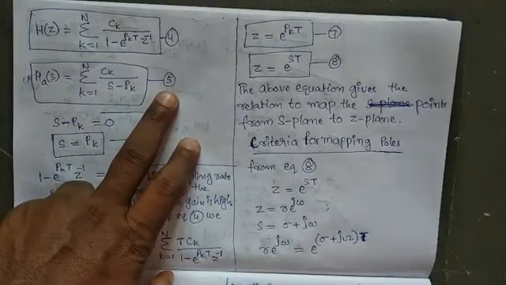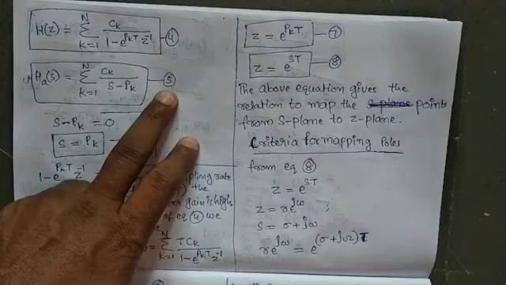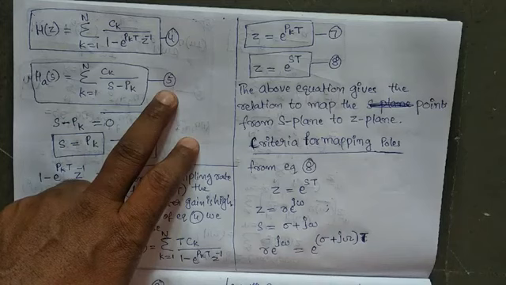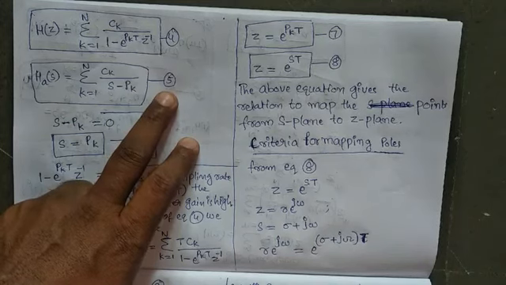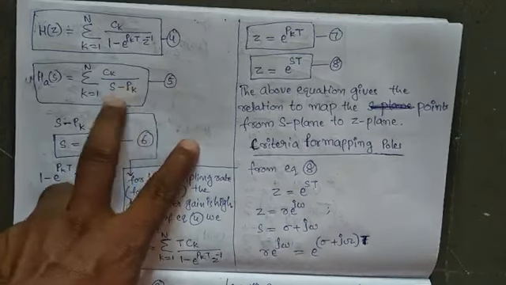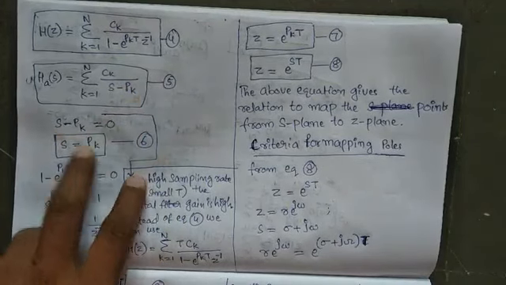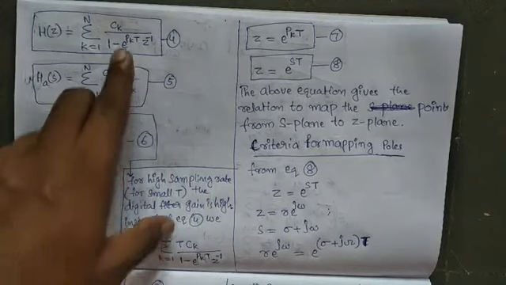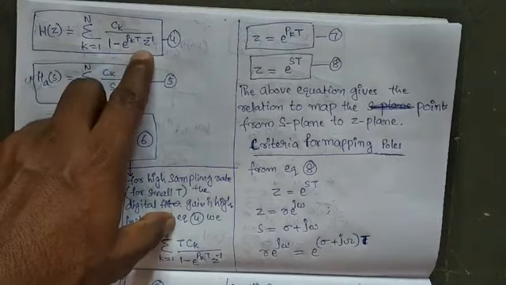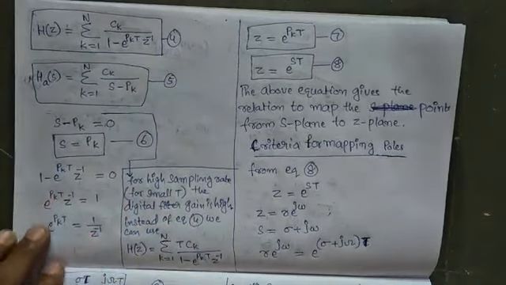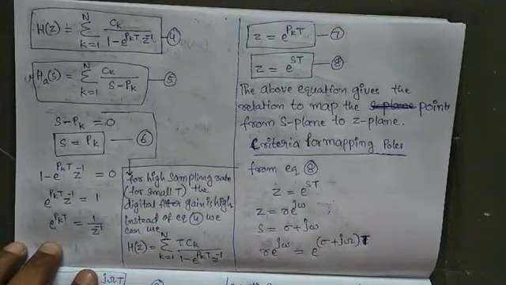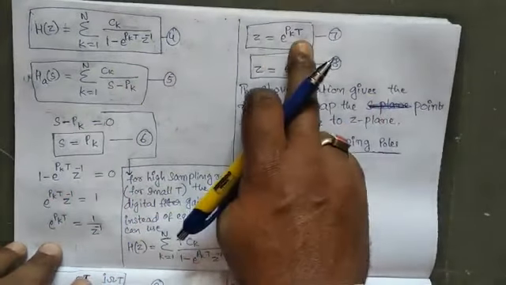Here now we are observing the relation in terms of mapping poles from the S plane to the Z plane. Simply, we are equating the denominator polynomial of equation 5 to 0, which means s is equal to p_k. Similarly, we are equating the denominator polynomial of equation 4, and from that we observe z is equal to e power p_k T.